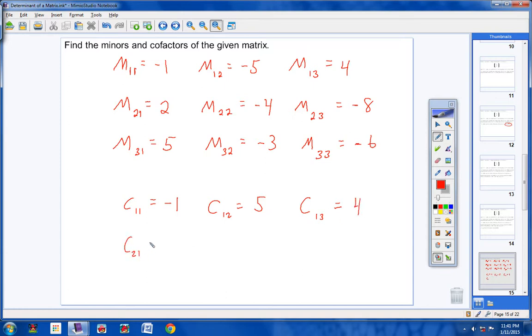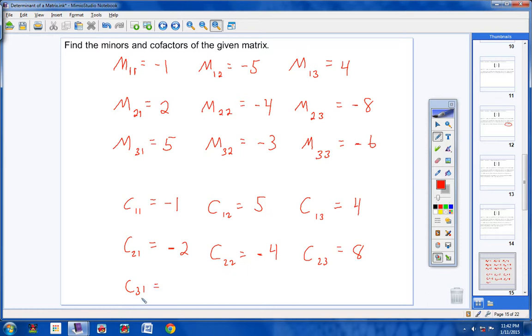Cofactor 21, 2 plus 1 is 3. So it's an odd number, so I do change the sign of this and make it negative 2. Okay, cofactor 22. If you add those two together, you get 4. That's an even number. So we do not change the sign of negative 4. We leave it alone. If it's an even sum, you do not change the sign. If it's an odd sum, you change the sign. Okay, cofactor 23 equals, okay, add 2 plus 3 is 5. That's odd. So you do change the sign of negative 8. It's positive 8.